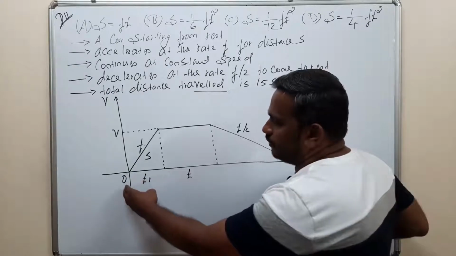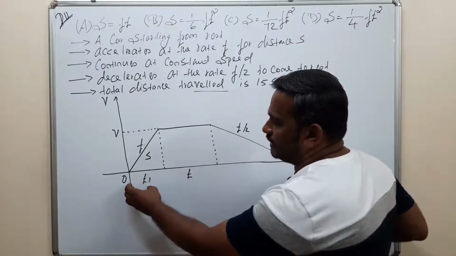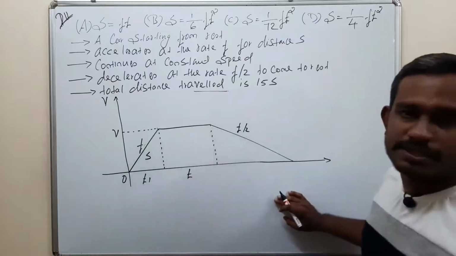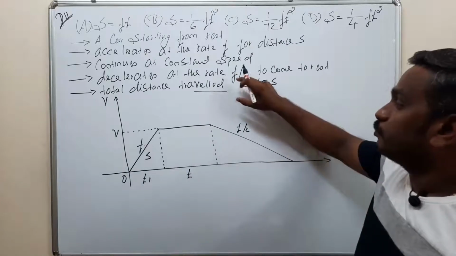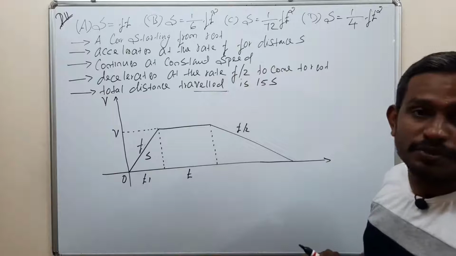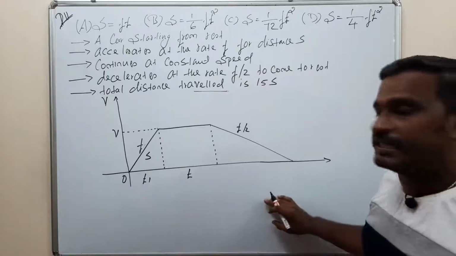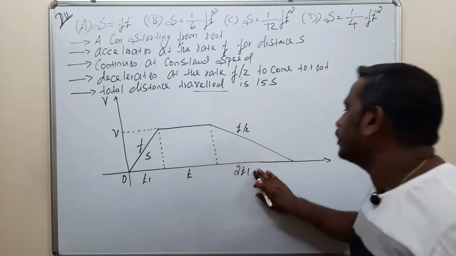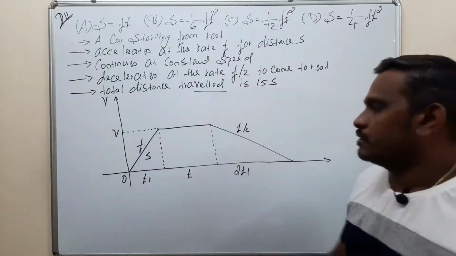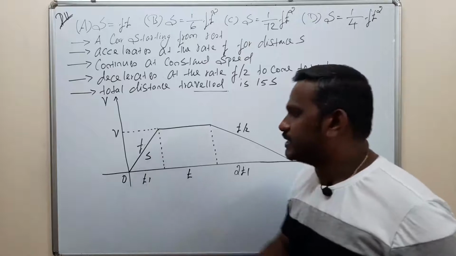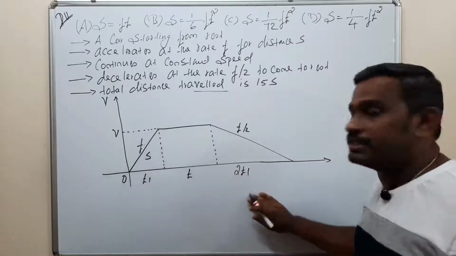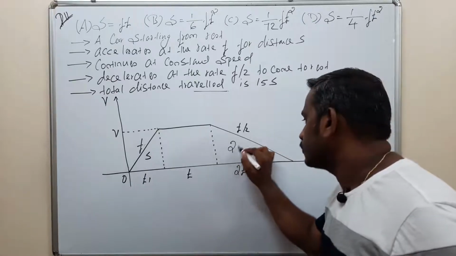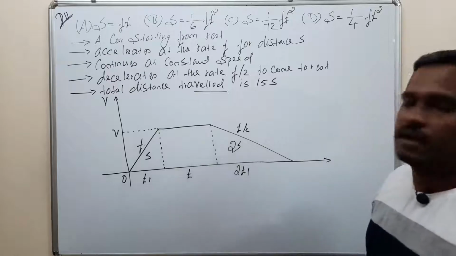For the first part of the journey the car has taken the time t1. Here it moves with a deceleration f by 2, so the time the car has taken is 2t1. In time t1 it moved the distance s, so in time 2t1 it will travel 2s.